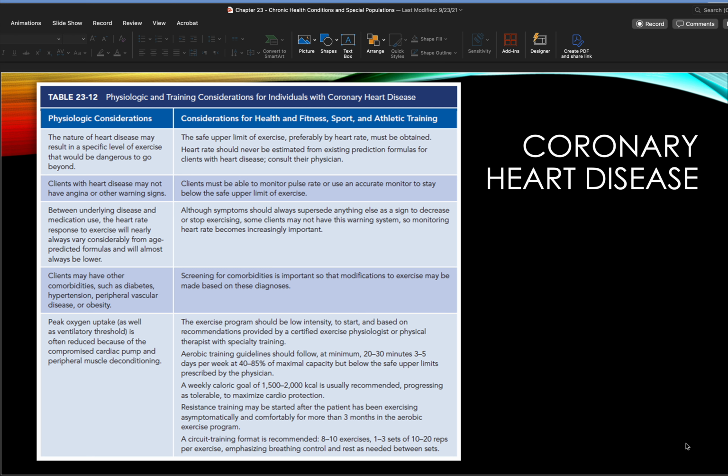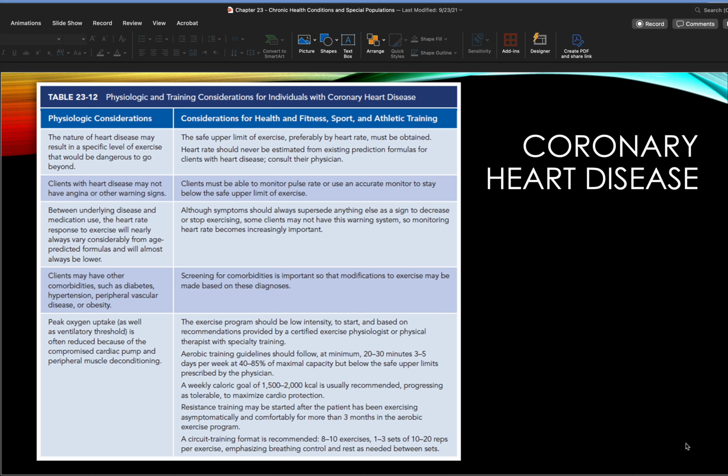Just be careful of the intensity. So detecting, we talked about age predicted heart rate formulas and getting people to be in certain ranges. We have to be aware of that. And we might just be going based on RPE and how they feel. Hey, how you feeling right now? Can they talk back to you? All of those things. There's the comorbidity factor again.